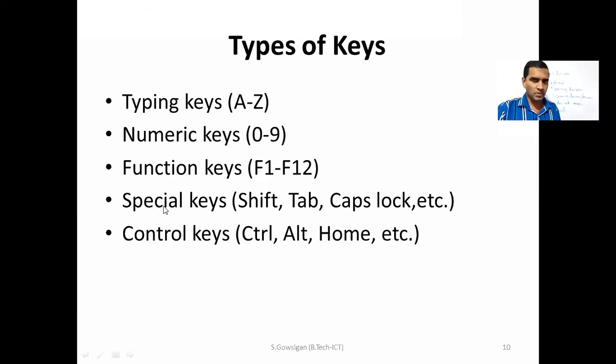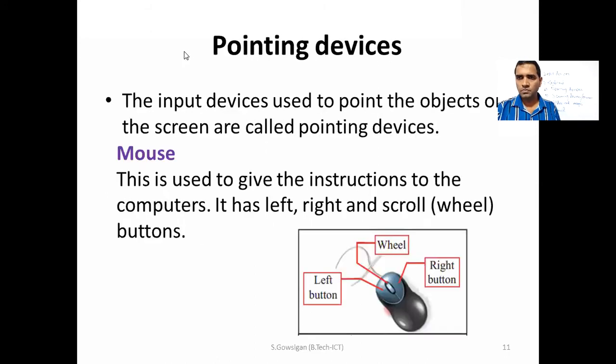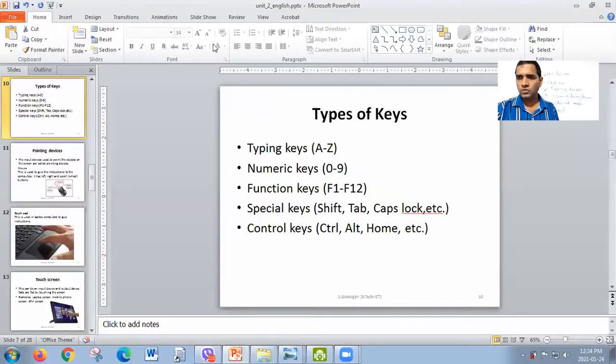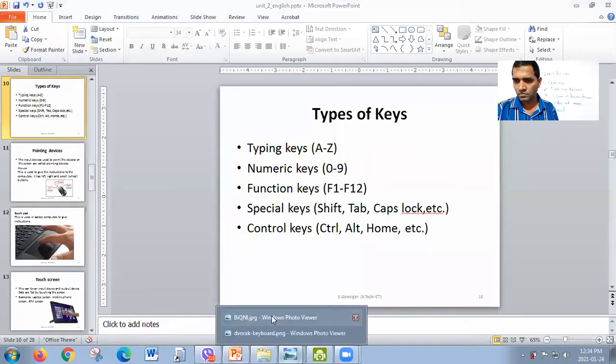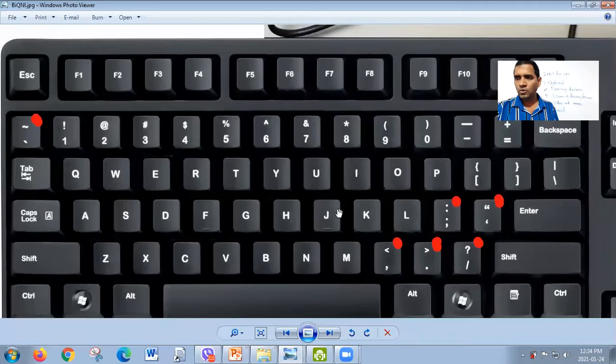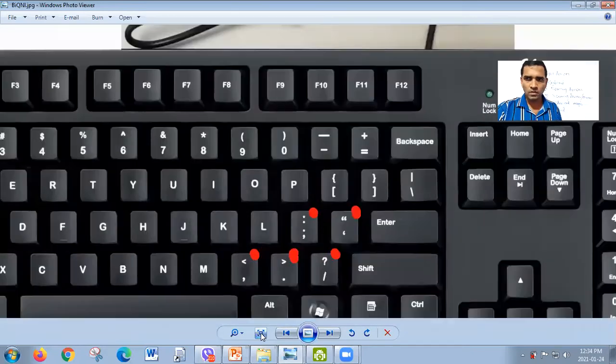And there are some keys called special keys. They are used for special purposes. We have the shift key, tab key, or caps lock. There are some more. And we have control keys for controlling some activities through the keyboard. So we have CTRL, which means control key, ALT, the Alt key, home key, and some other things. Okay, let's take them. I will take a keyboard and show them. Look here. I hope that you can see the keys now. It's a keyboard, but I have zoomed in.